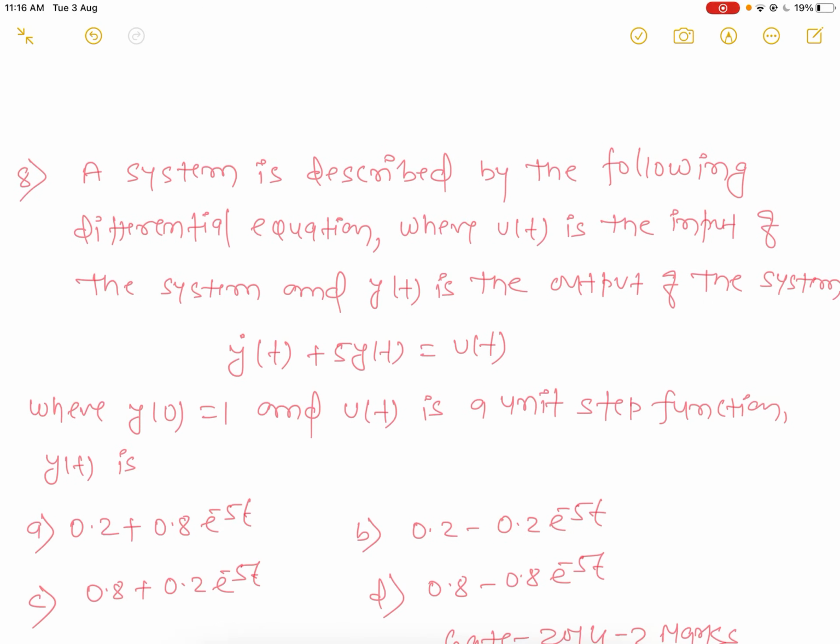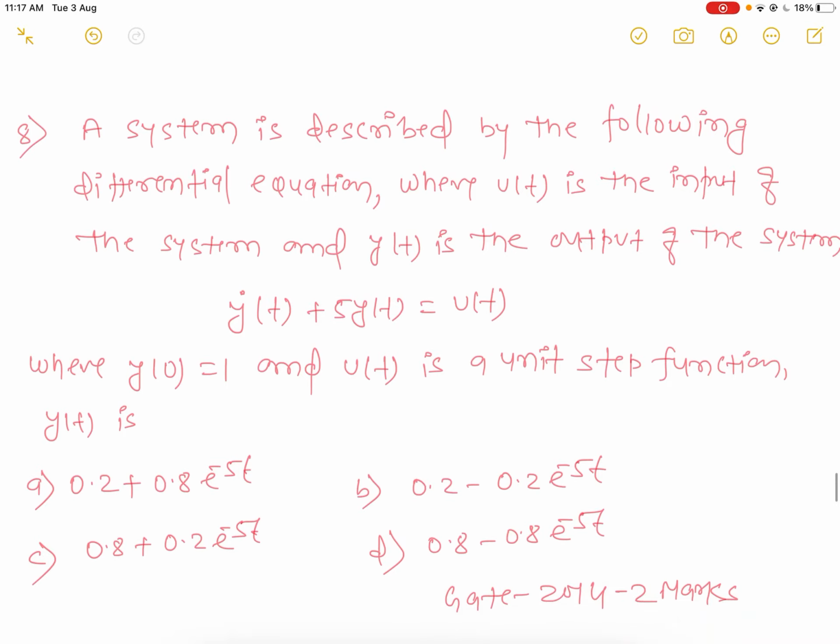A system is described by the following differential equation. u(t) is the input of the system, y(t) is the output of the system. Here it is given that y(0) is equal to 1 and u(t) is the unit step function. So we have to find out y(t).